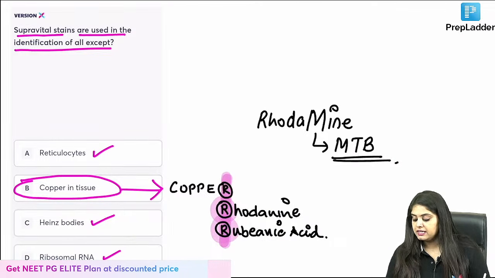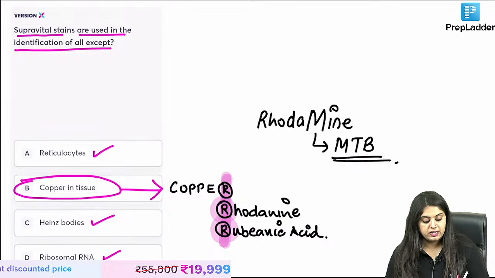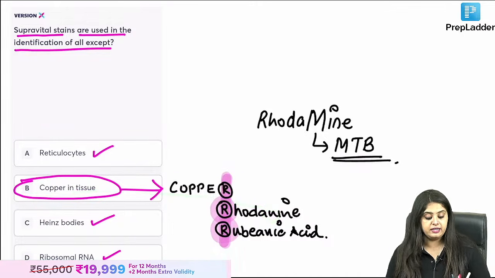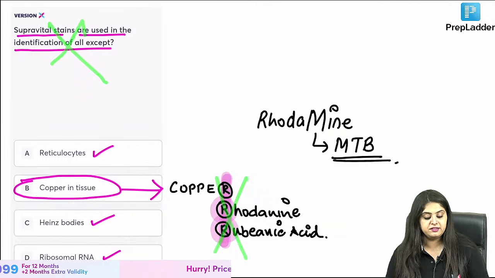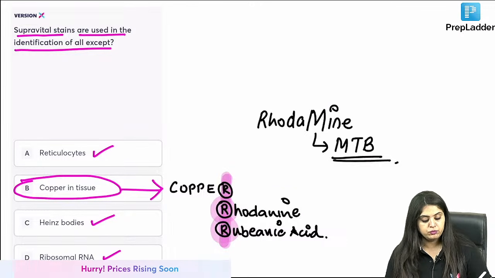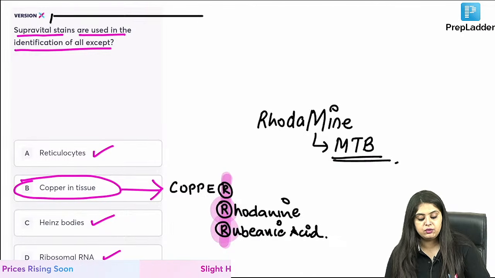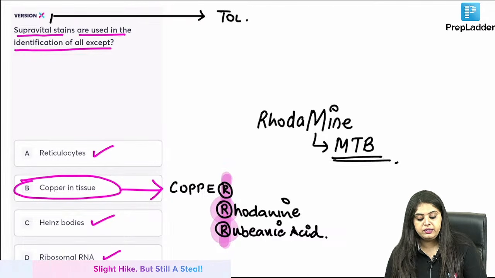Rhodamine is for Mycobacterium TB, right? Whereas rhodanine is for copper. So here you are right, and these are not supravital stains. That is what you marked. One more supravital stain that you can add over here is going to be toluidine blue.